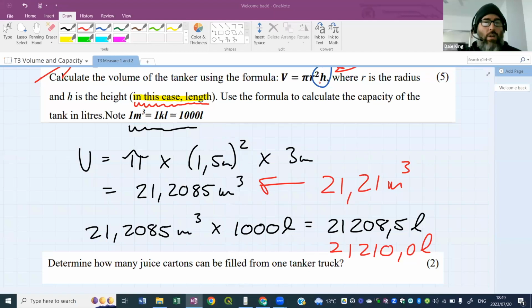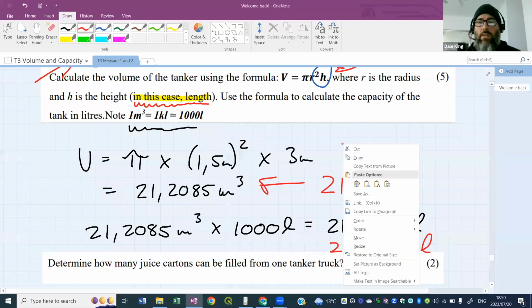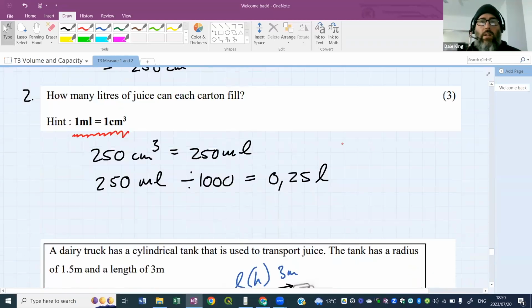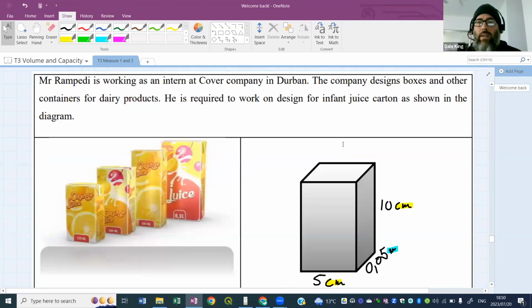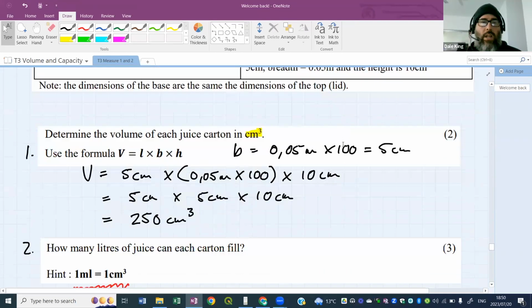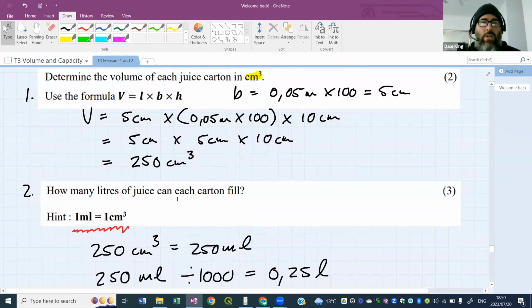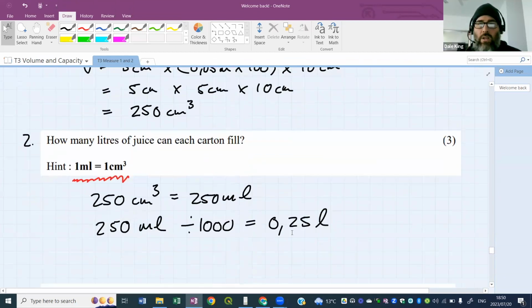Determine how many juice cartons can be filled from one tanker truck. Now, what are they talking about? It's a linked question, ladies and gentlemen. Do you remember our carton that we were working out? It's the same company. So question 2 said, how many liters of juice can each carton fill? Each carton has 0.25 liters of juice.